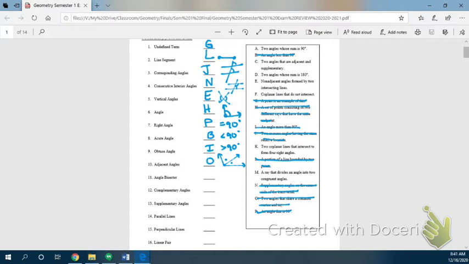An angle bisector is M. It's when it's cut into two equal angles. Complementary angles are when you have angles that add up to 90. Supplementary are when they add up to 180. So that's going to be A and D. Parallel lines are lines that will never touch, but they lie on the same plane. So that will be F.